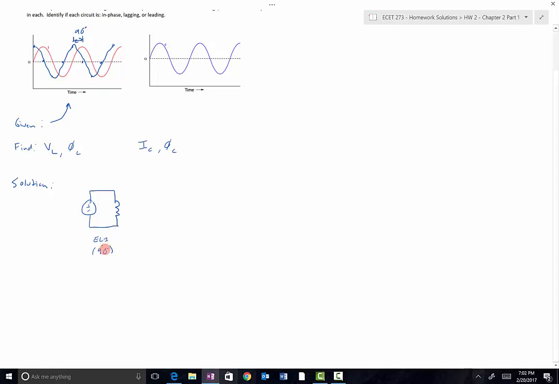We also have to determine whether that's a lagging or leading circuit, and we know that that refers to the relationship of current to the voltage, and so this is a lagging circuit. Current is lagging the voltage.